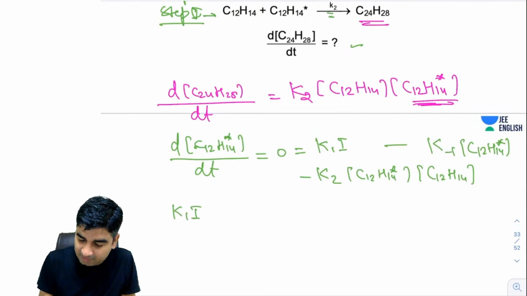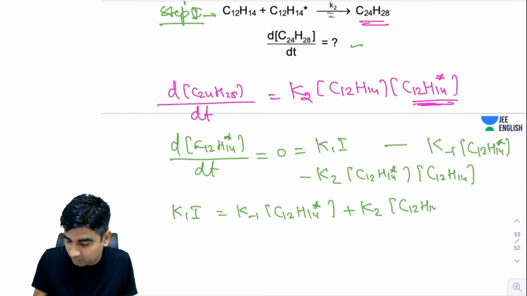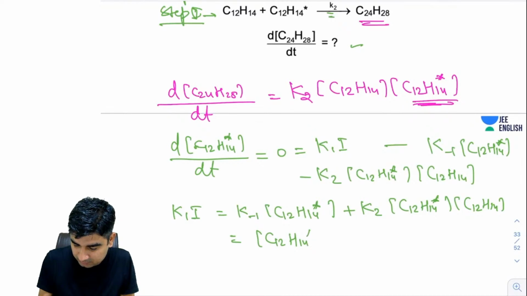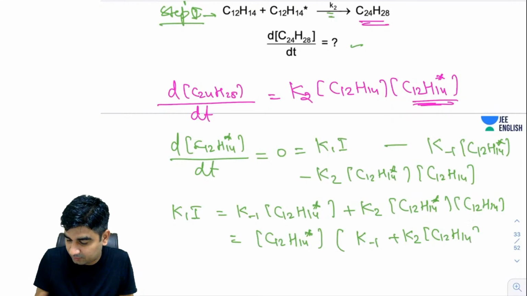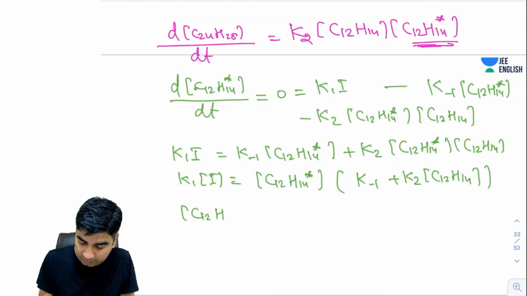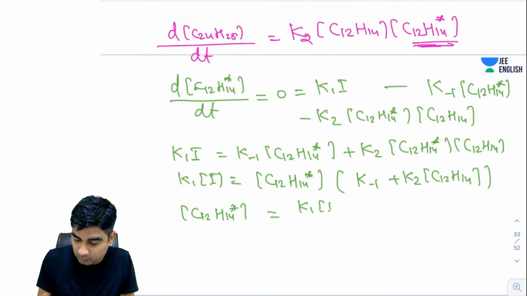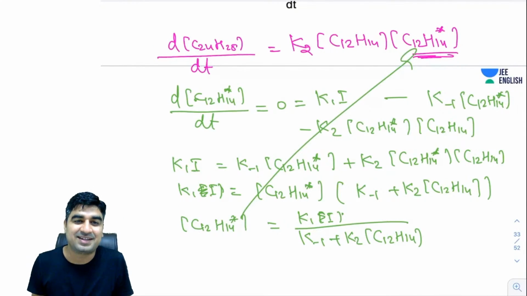Now you can write K1 into I, meaning intensity of photon, equals K minus 1 into C12H14 star plus K2 into C12H14 star, C12H14. Now take K minus 1, K2, C12H14. Now K1 into I. C12H14 star will be equal to K1 into I, where I is basically intensity, don't take it in square brackets, upon K minus 1 plus K2 into C12H14. Now put this value here and you are done.